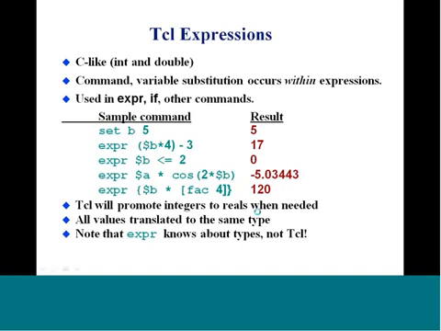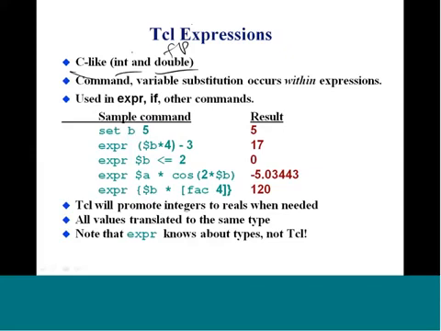Now I want to talk about the Tcl expressions. Basically it is more C-like, int and double. You can think of this as integer and floating point. So we will see how this works. The command and variable substitutions all occur within the expression itself, and it's used in expr, if, and other commands.